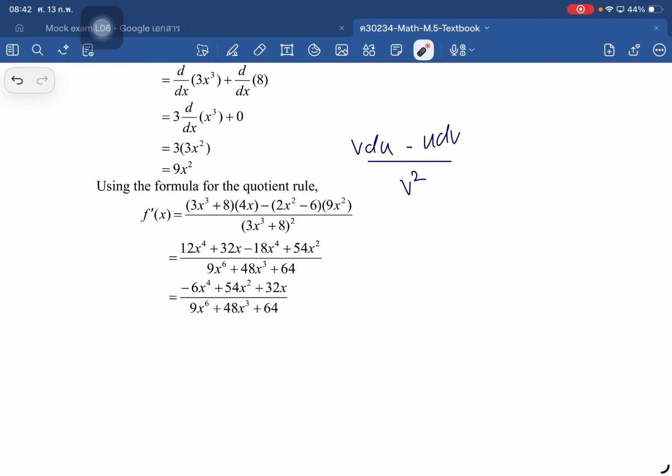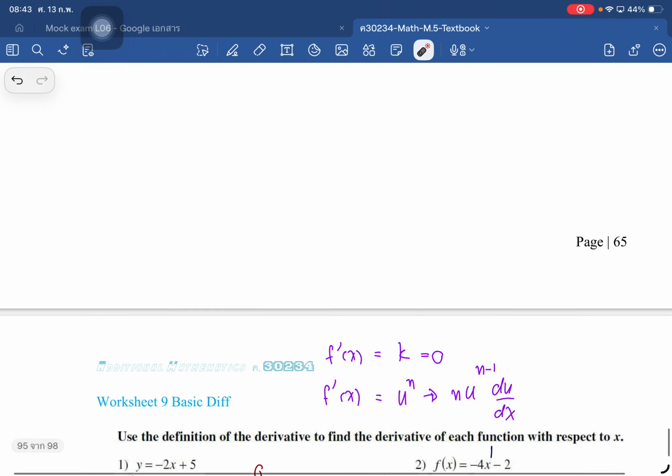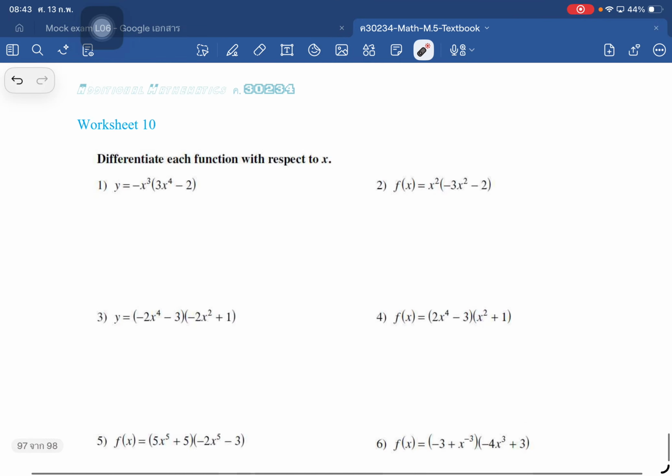The V term, I start with V dU. The V term is minus 2x squared plus 1, and with dU, the U term, which is minus 2x to the power 4 minus 3. Plus U dV: 2x to the power 4 minus 3, and then you differentiate the V term, minus 2x squared plus 1, by dx. Like this.